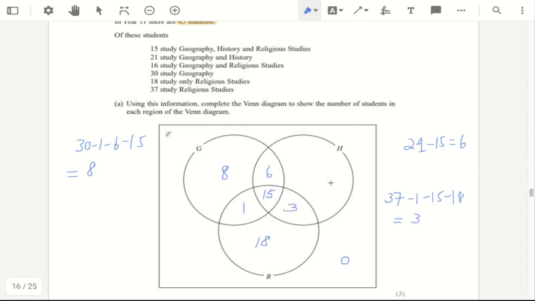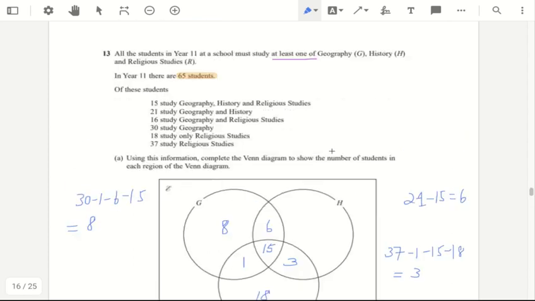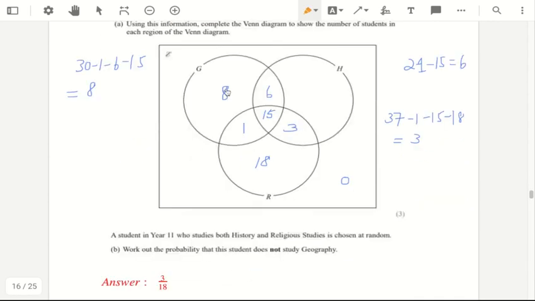So we got this one little blank left to fill in. We're given that in total we have 65 students. So all of these should add up to 65. So I'll just take 65 minus 8 minus 1 minus 6 minus 15, minus 3 minus 18. So this equals 14.